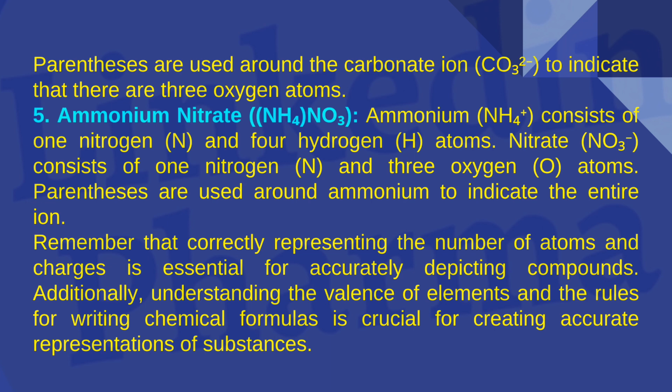Ammonium nitrate. Ammonium consists of 1 nitrogen and 4 hydrogen atoms. Nitrate consists of 1 nitrogen and 3 oxygen atoms. Parentheses are used around ammonium to indicate the entire ion. Remember that correctly representing the number of atoms and charges is essential for accurately depicting compounds.